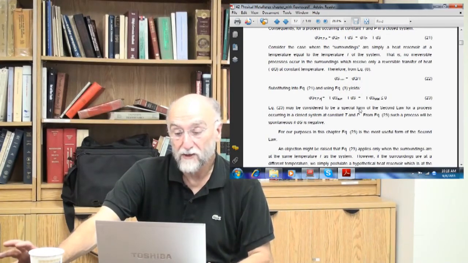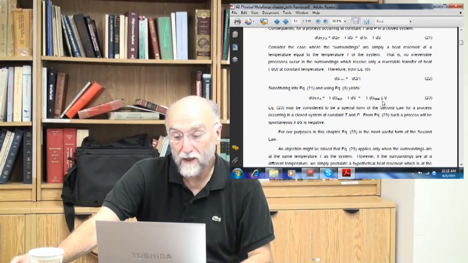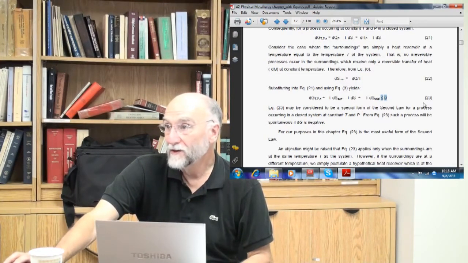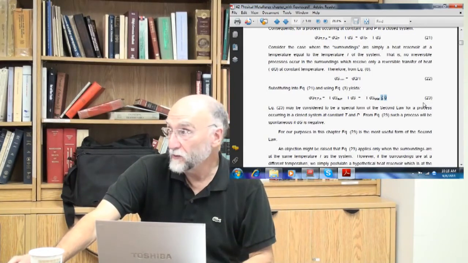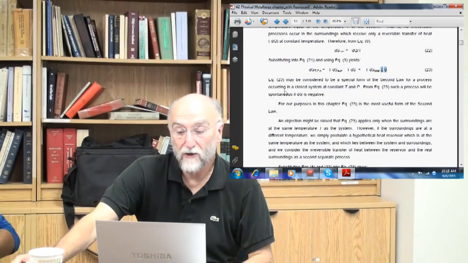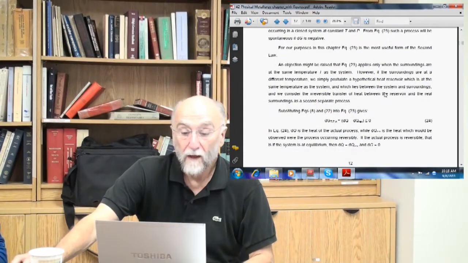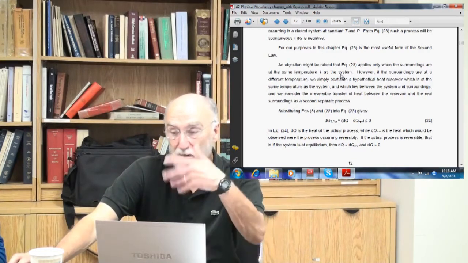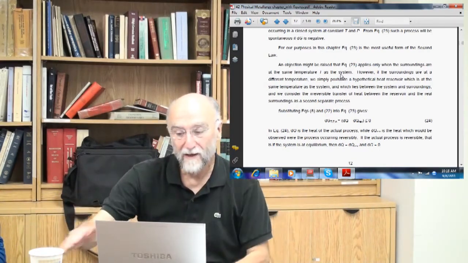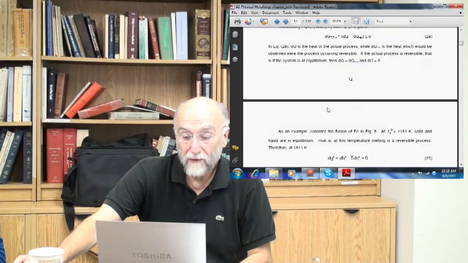So for a closed system at constant T and P with a fixed number of moles, for any spontaneous process, dG will be less than 0. When the system's at equilibrium, dG will be equal to 0. So this is a special form of the second law for a process occurring in a closed system at constant T and P. This is the most useful form of the second law. I'll show you why. An objection might be raised that this only applies when the surroundings are at the same temperature as the system. We went through all that. If the surroundings are at a different temperature, you consider that to be a different process. So we went through all of these things.